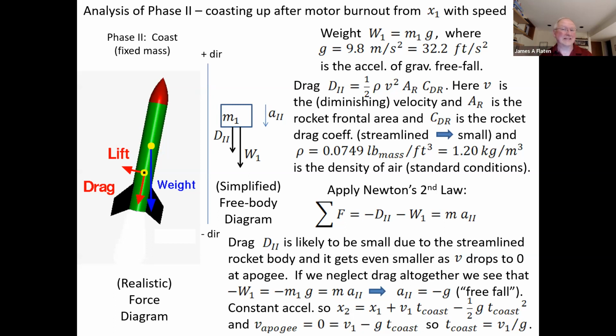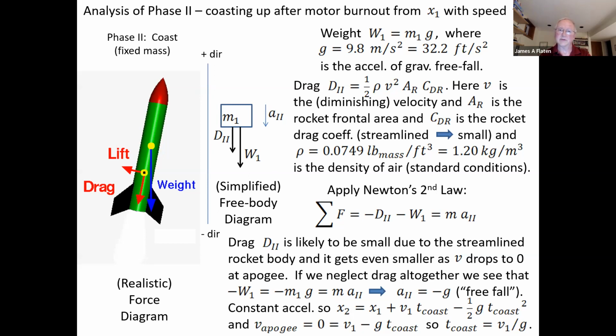Now, we could calculate, for instance, if you know the height above the ground at which the rocket starts to coast, okay, let's call that x1, we could then calculate perhaps x2. That's the height at which the thing reaches a 0 vertical velocity. That's called apogee. So x2 would be x1 plus v1 times t, the duration of the coast, minus 1/2 g t_coast squared. And since the velocity at apogee is 0, we can then calculate that this thing will coast for a time of v1 over g, where v1 is the speed at burnout. So that's actually the top speed of the rocket.